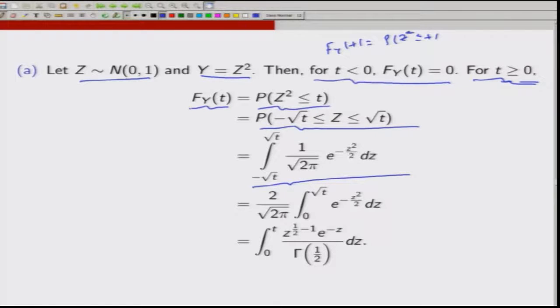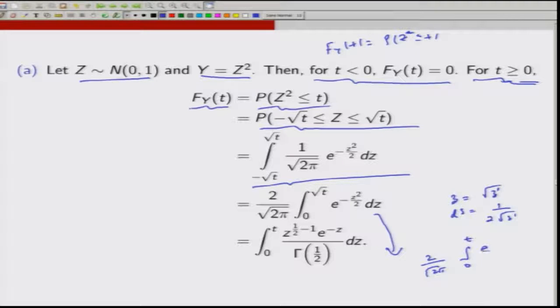Now what I do is I put z equal to root z prime, let us say. Then dz becomes 1 by twice root z prime. What are the ranges? So it becomes 2 upon root 2 pi. When z is between 0 and infinity, z prime is z squared, so it would be from 0. If z is 0 to root t, z prime would be 0 to t, because z prime is z squared.